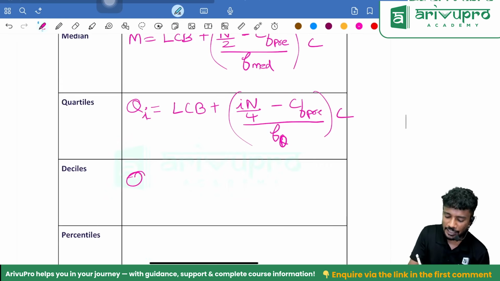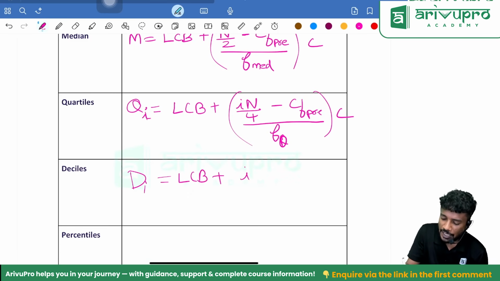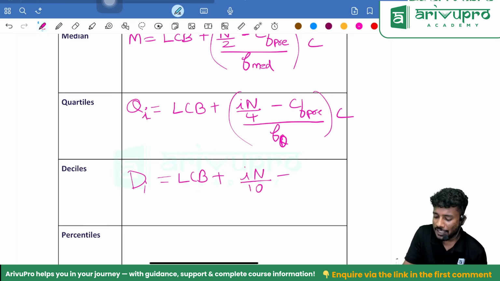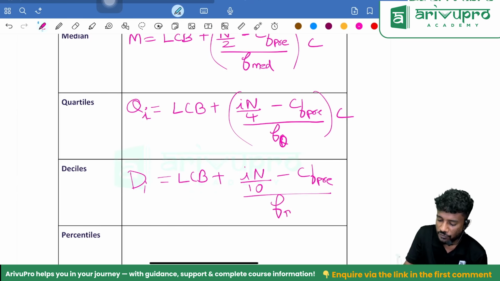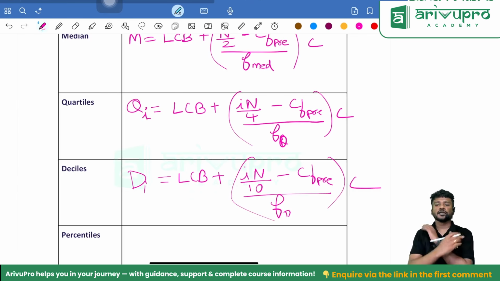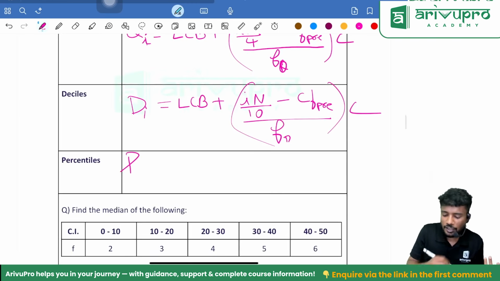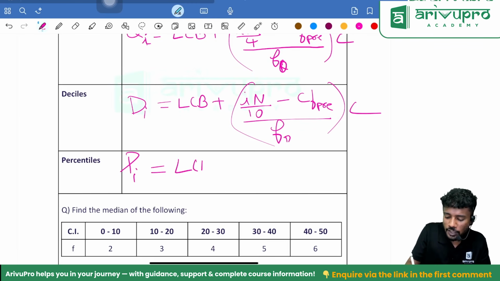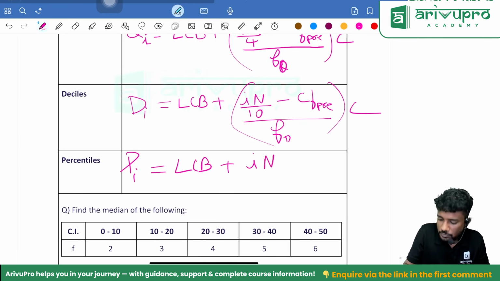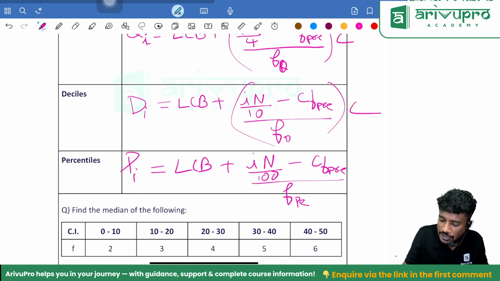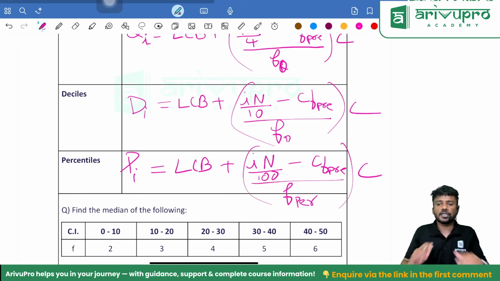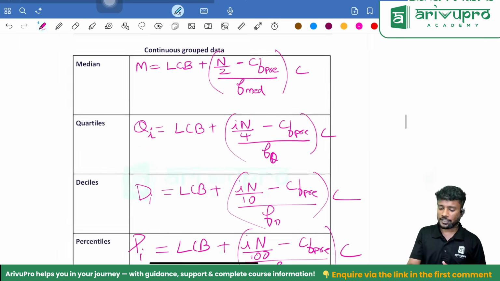Then decile Di will be lower class boundary plus in by 10 minus cumulative frequency of the previous class, divided by frequency of the decile class, multiplied by C. Then percentile Pi is equal to lower class boundary plus in by 100 minus cumulative frequency of the previous class, divided by frequency of the percentile class, into C. Clear?